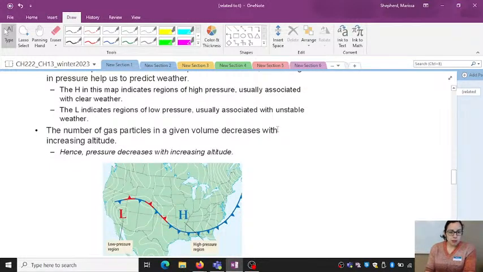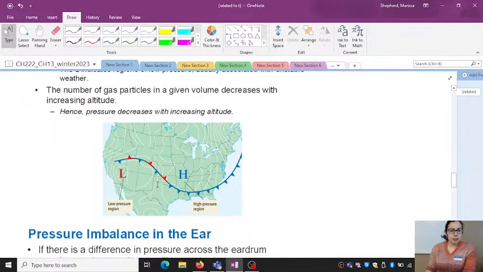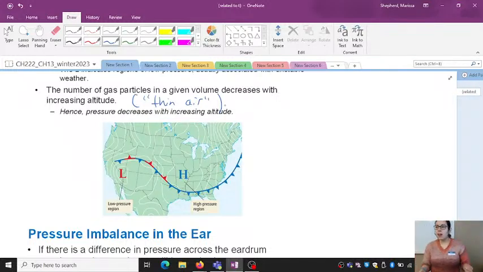And so the number of gas particles in a given volume decreases with increasing altitude. You may be familiar with that from hiking. Have you ever heard the term, oh, you have thin air up high? That's exactly what they're saying: higher altitude, fewer gas particles. That's why they say the air is so thin. And that's also why athletes sometimes train at high elevations, so they can get their body really efficient with oxygen. Then when they go back to sea level to compete, it'll be extra competitive.